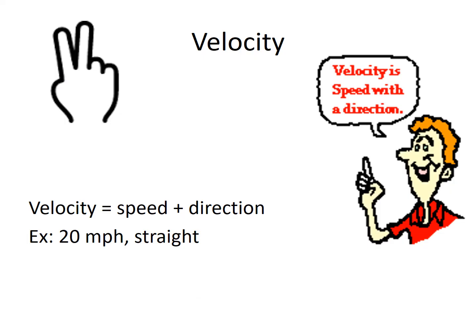So, remember two things. Velocity is speed and direction. Another example is 20 miles per hour straight. It could be 5 miles per hour up, down, sideways, straight, north, south, east, west. All of those are examples of velocity.